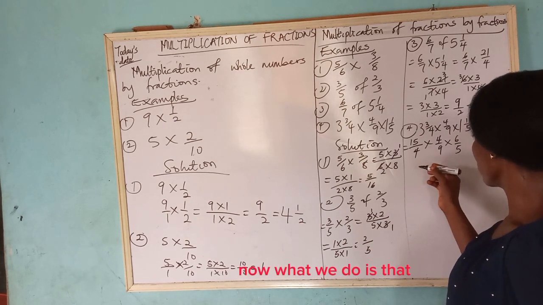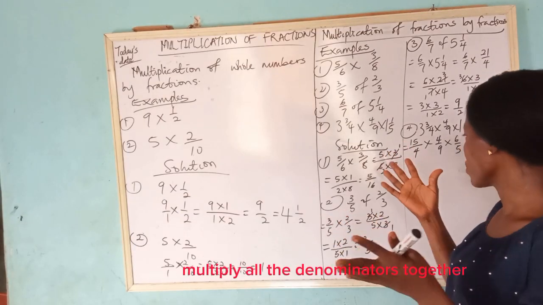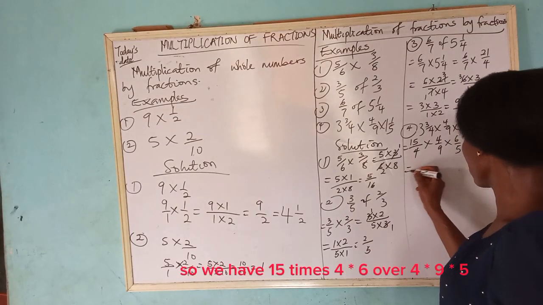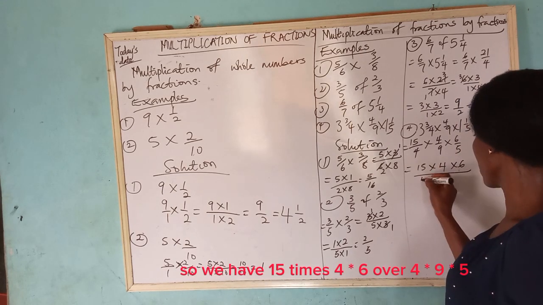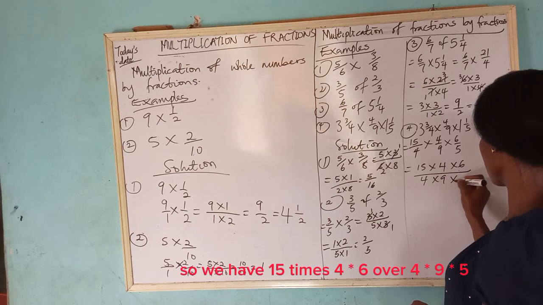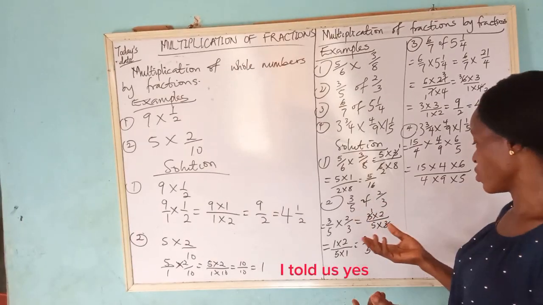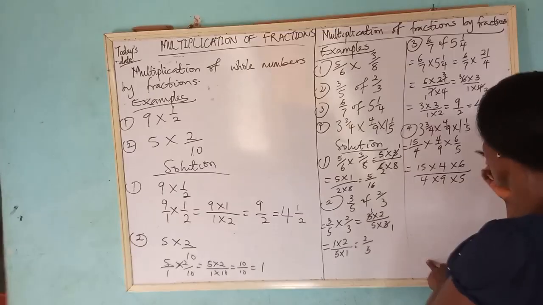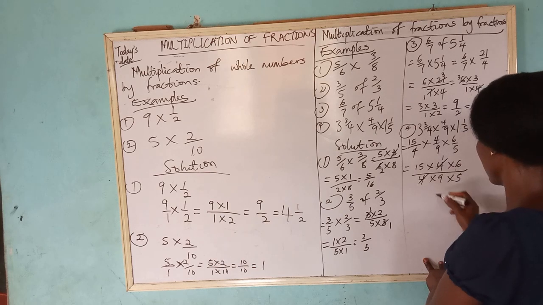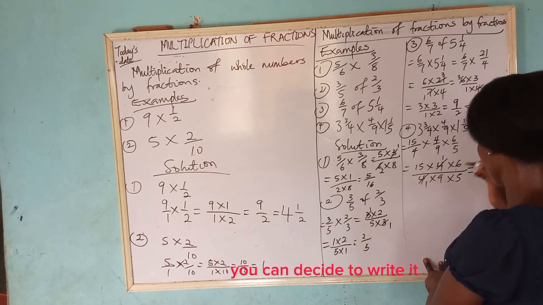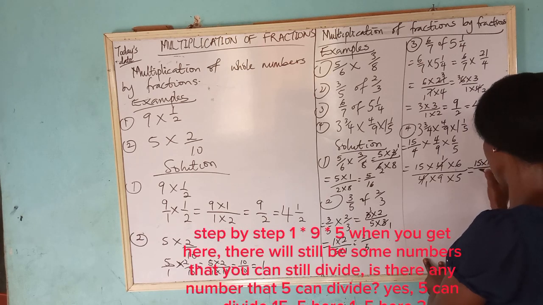Now what we do is multiply all the numerators together. So we have 15 times 4 times 6 over 4 times 9 times 5. At this stage, we don't multiply, I told you. So look for what is up that I can divide now. 4 here, 1; 4 here, 1. You can decide to write it, you know that it will be confusing to you, so you can do it step by step.